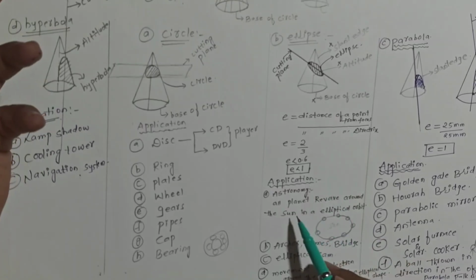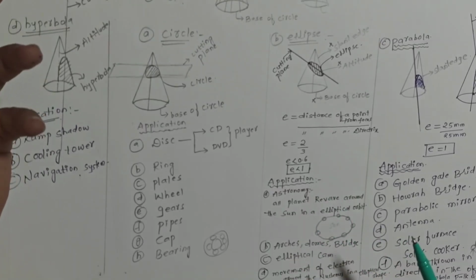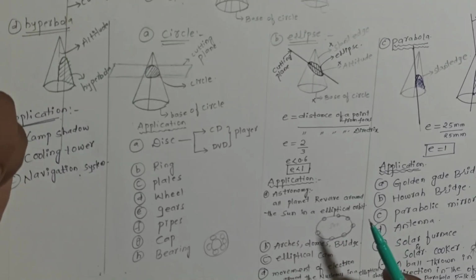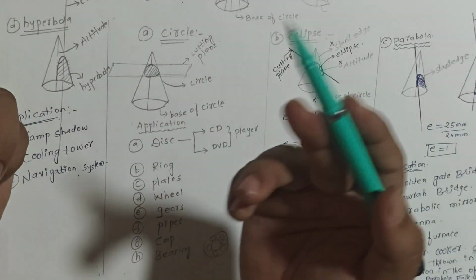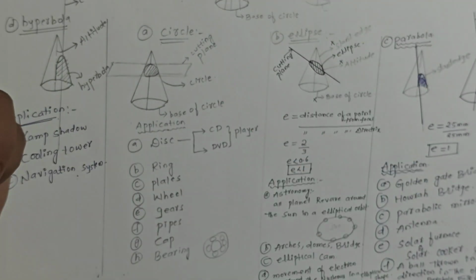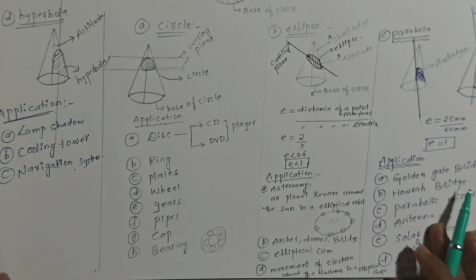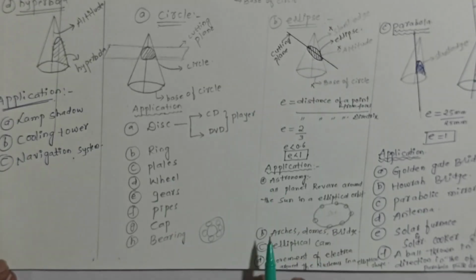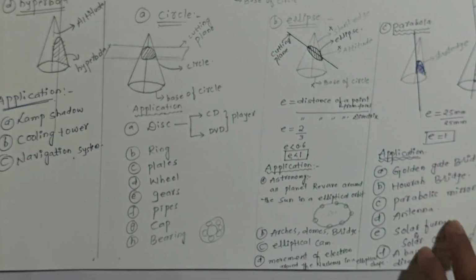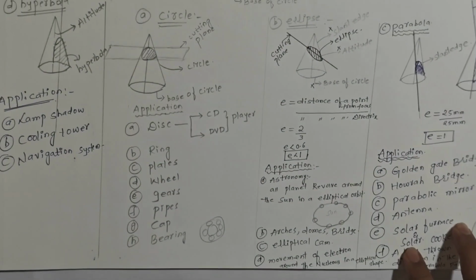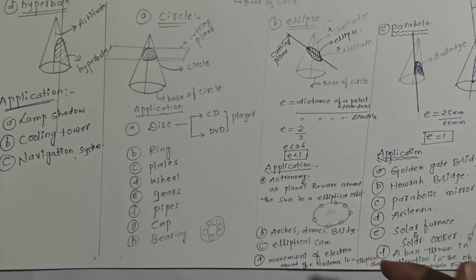We know that all planets revolve around the sun in an elliptical orbit. Electrons also revolve around the nucleus in an elliptical orbit. And arcs, domes and bridges have an elliptical shape. Is it visible properly? Movement of electrons around the nucleus is in an elliptical shape.